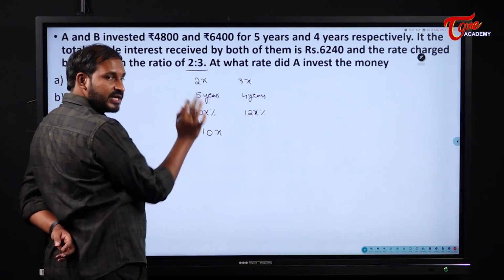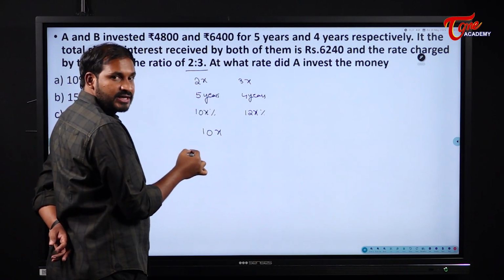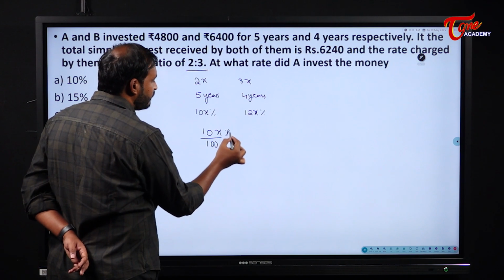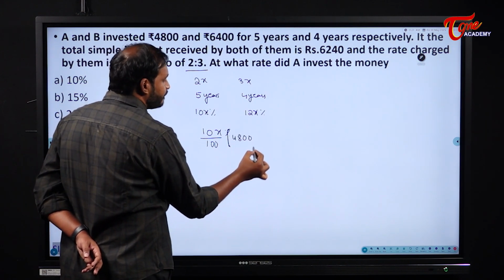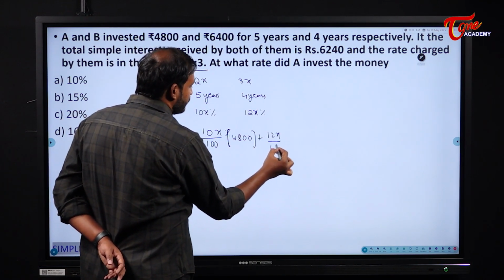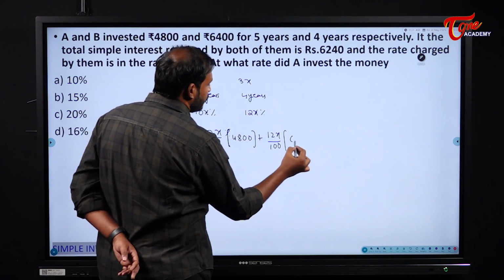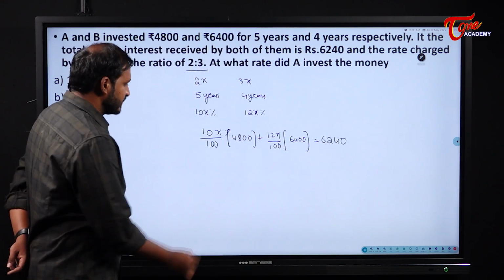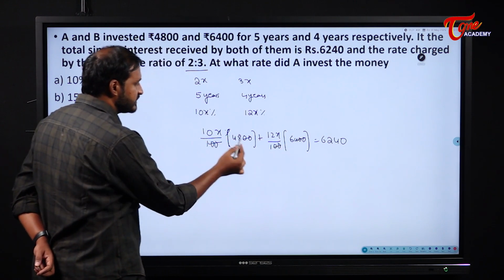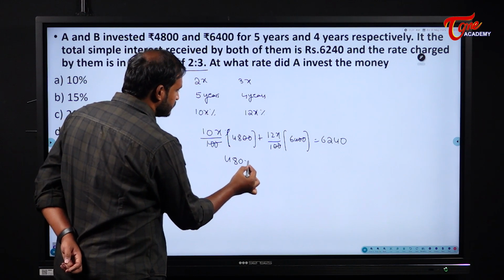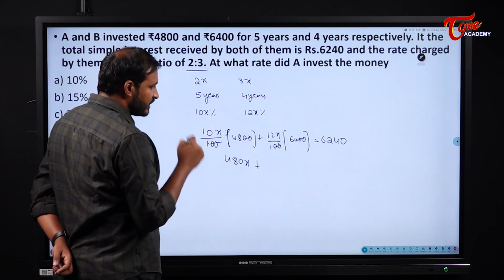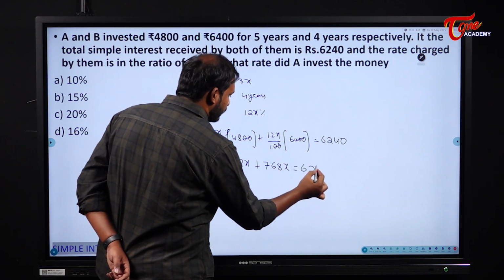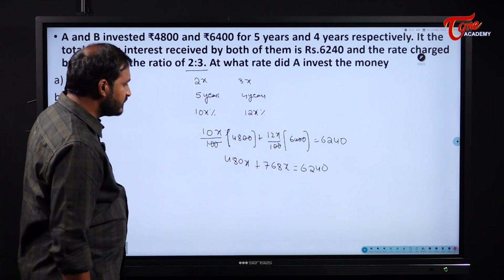See here students, the amounts are different. That is the reason we are not going to use our traditional method. 10x percentage, that is the reason I will write 10x by 100 of 4800 plus 12x by 100 of 6400 is equal to what? 6240. Why? Because he is earning this much total interest. 2 zeros, 2 zeros get cancelled. So 480x plus 64 12s are 640 plus 128, it becomes 768x is how much? 6240.